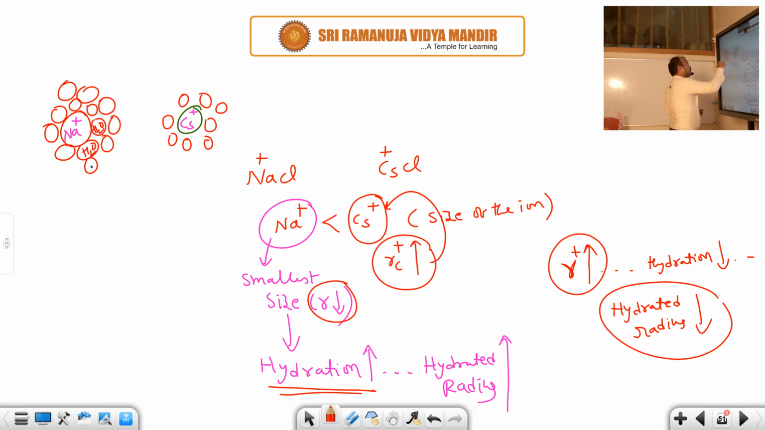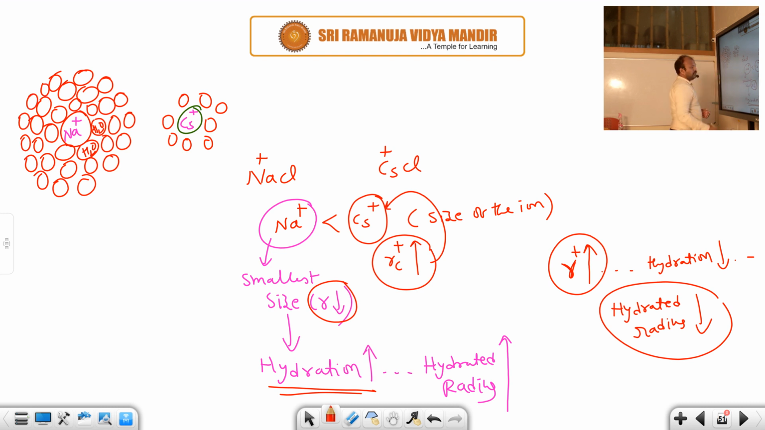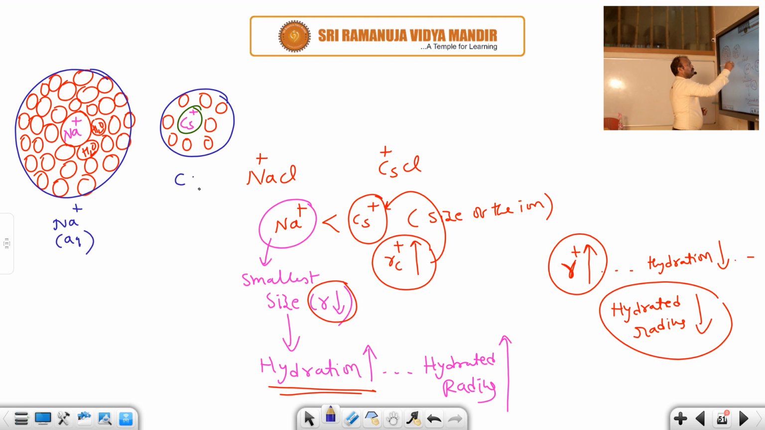Have you understood, students? Here hydration increases for the sodium plus cation. This is the hydrated radius of Na plus, or Na plus aqua. It is surrounded by water molecules. And this is Cs plus aqueous, or hydrated Cs plus.